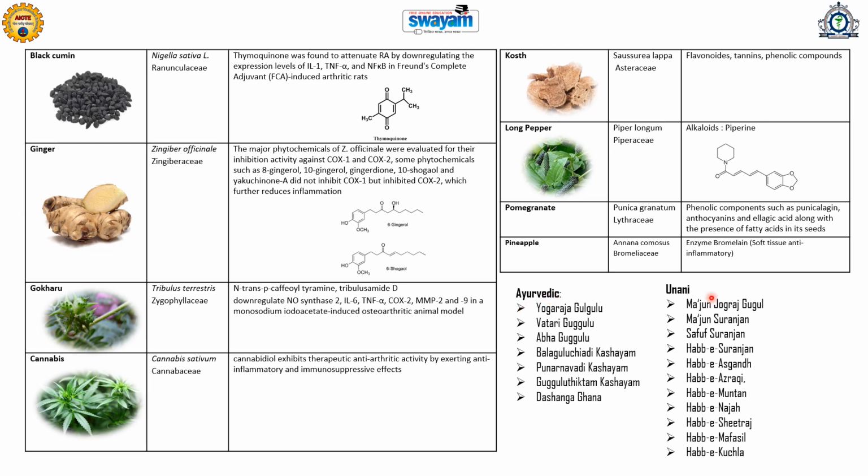There are various Ayurvedic and Unani formulations mentioned for arthritis or joint pain inflammation, and the most common are Yogaraja Guggulu, Vatari Guggulu, Abha Guggulu, then Punarnavadi Kashayam, Guggulu Tiktam Kashayam, Dashanga Ghana, and in Unani there are Majun Suranjan, Safuf Suranjan, Habbe Suranjan, Habbe Asgandh, Habbe Manthan. So these are the formulations.